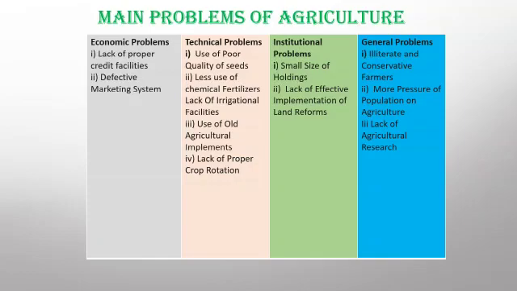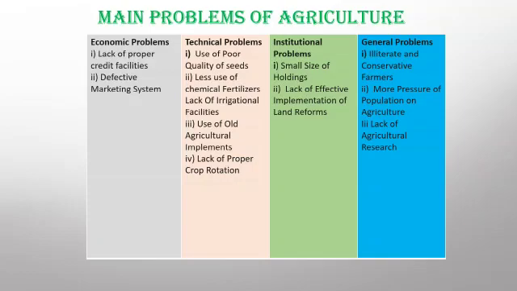Now, technical problems. Among technical problems, the first problem is use of poor quality seeds. Indian farmers are not able to use good seeds because they cannot purchase good seeds due to poverty. Per hectare yield decreased due to the use of inferior quality seeds.